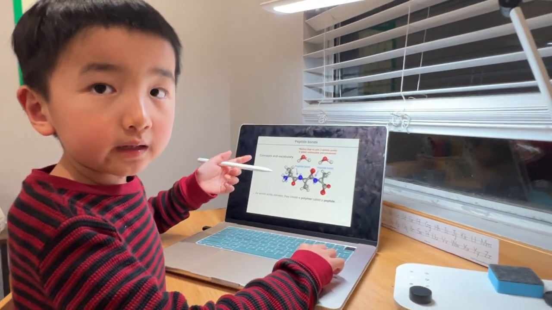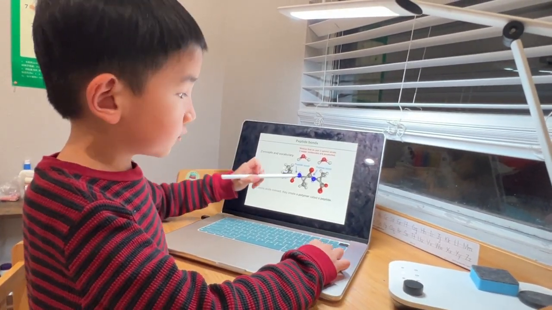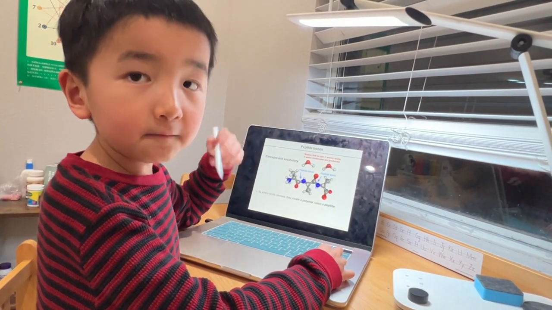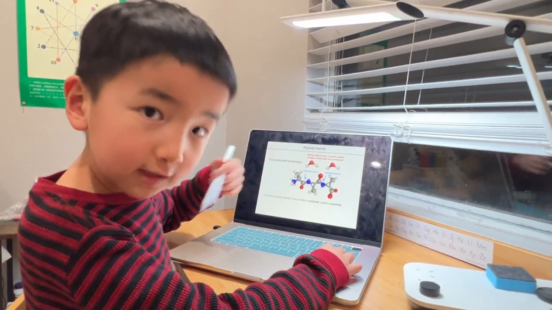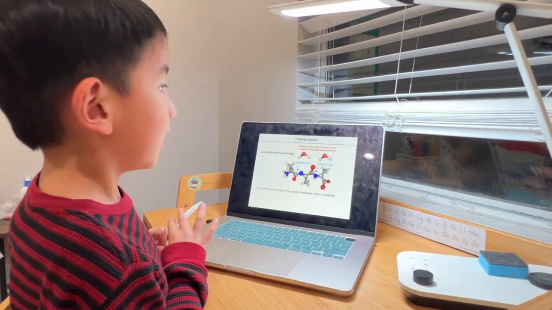By the way, two is called a dipeptide, above two is called a peptide, above 50 is a polypeptide, and above 100 is a protein. Peptides make a protein, which we'll talk about in episode 11.